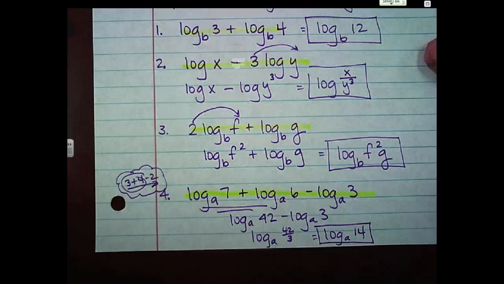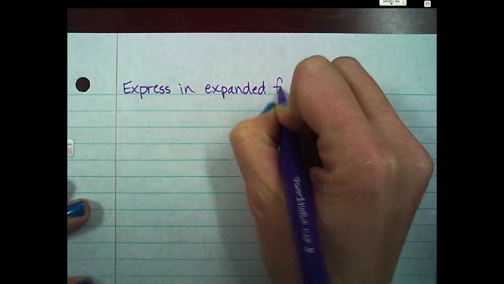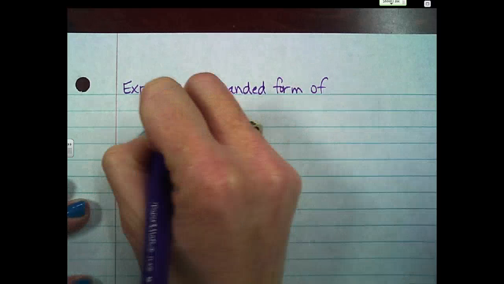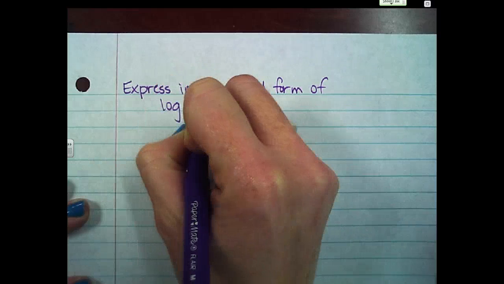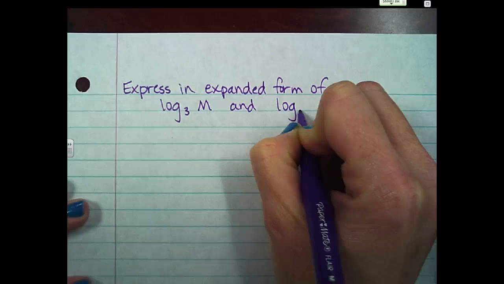Okay, so now let's go to the next part. This time, you're actually going to express an expanded form. So let's change the directions. Express in expanded form log base 3 m and log base 3 n.